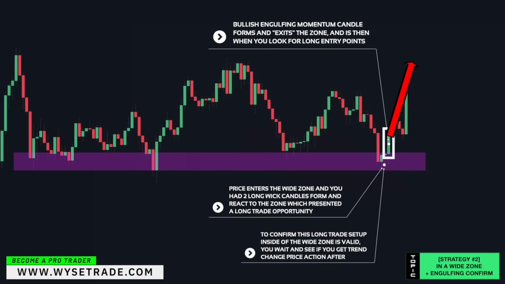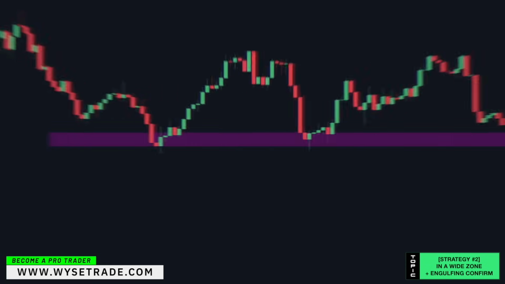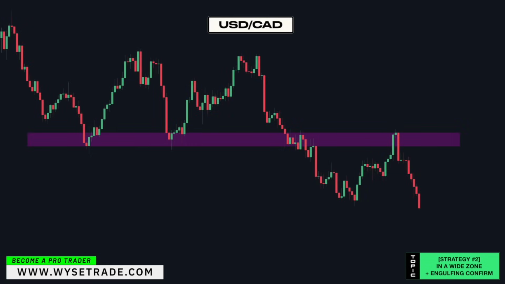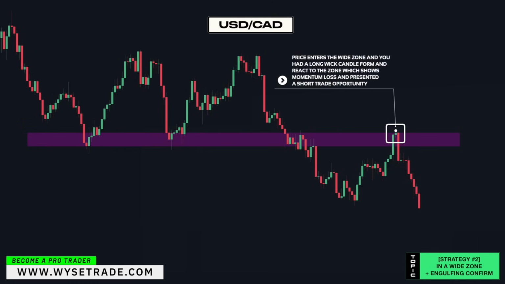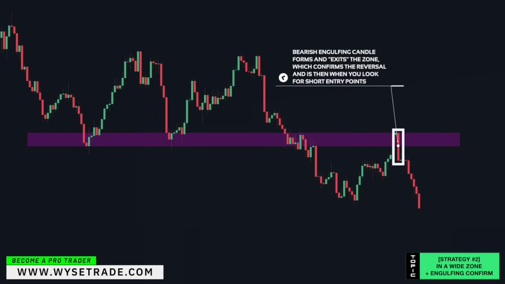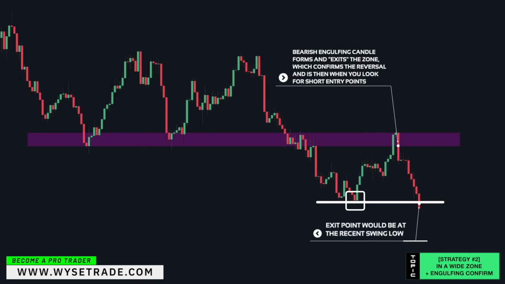Let's show this again. This is the dollar CAD currency pair. These reversal points here create a wide zone. Once price enters the zone, you had a long wick candle form, showing momentum loss. You then had the bearish engulfing candle form that exited the zone, and is when you would look for short entries. You can also place a trend line like this and enter on the break. Your exit point 1 would be this swing low here.